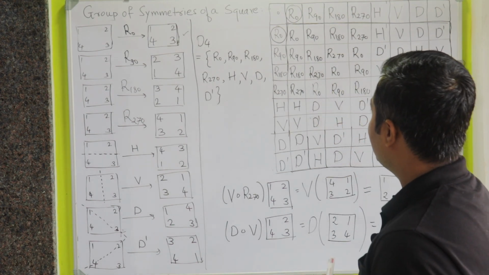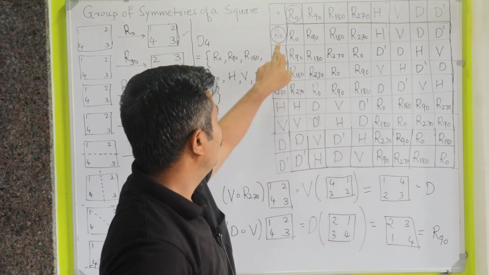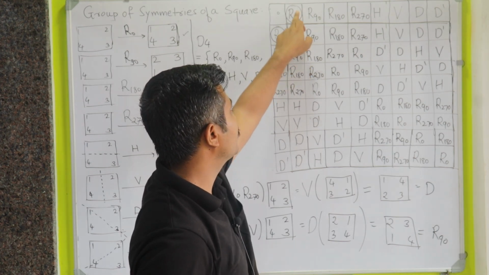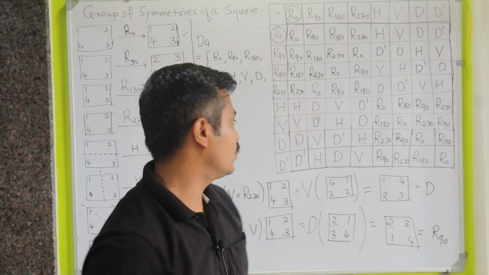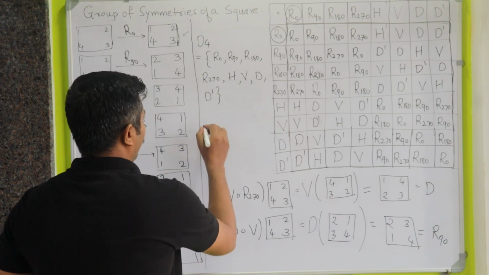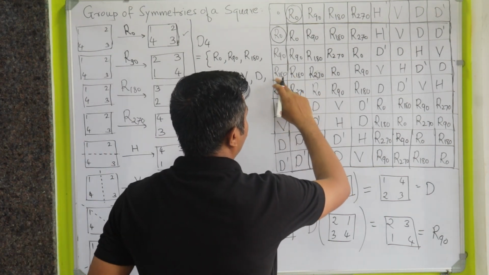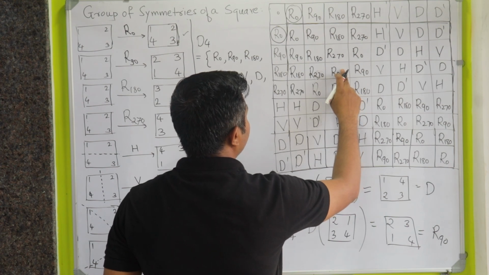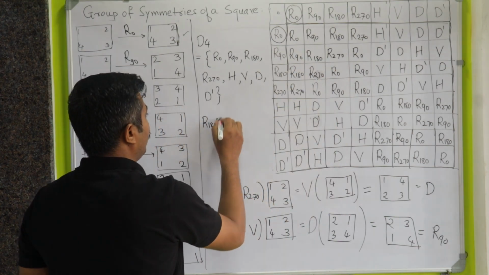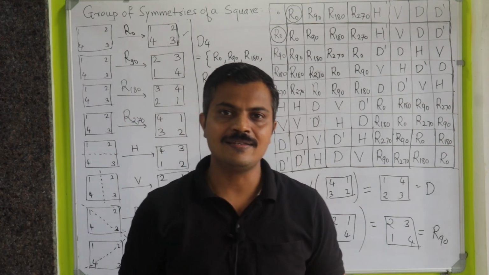Now talking about existence of inverse, that also can be checked easily. So in the row of R0, just look where R0 comes. It is here, and look for the corresponding element. So R0 inverse is R0. Next, if we want to search for the inverse of R180, just check the row of R180 and search for R0. It lies somewhere here. So R180 composition R180 comes out to be R0. Thus the inverse of R180 is R180.